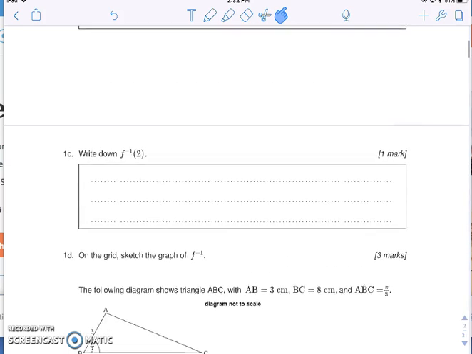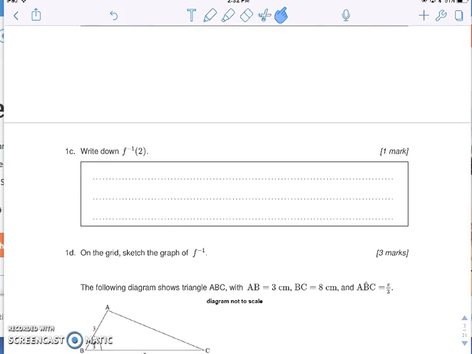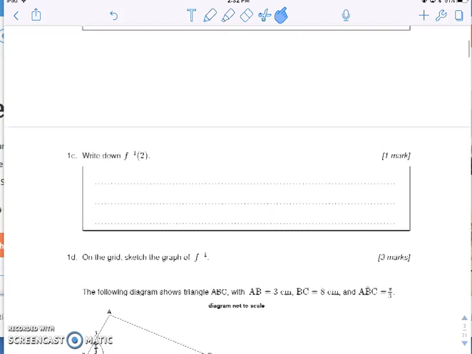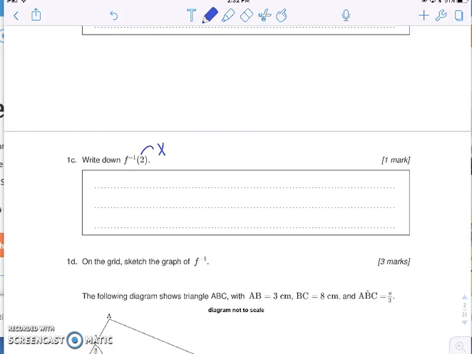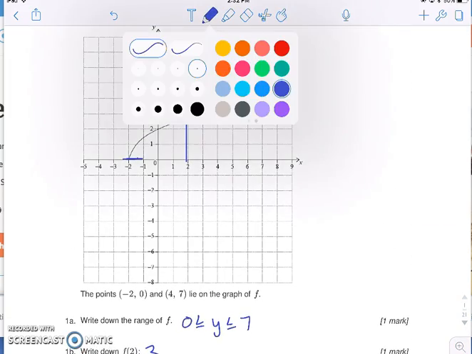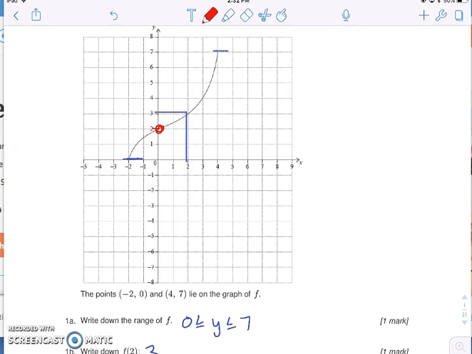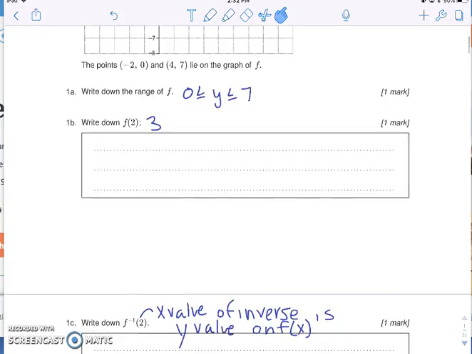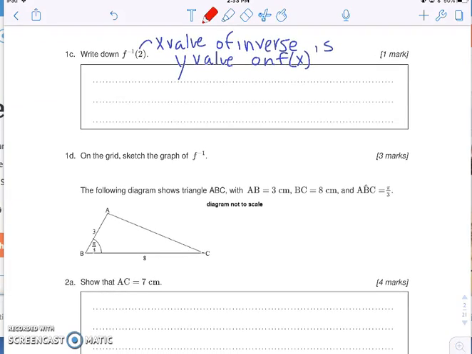Now on the back page, write down f inverse of f at 2. So this is the x value of our inverse. But what does that mean for our regular f of x function? It's the y value on f of x. So when we take a look at that, where is our y value 2? Y is 2 right here, so x is 0. So this one would be 0.